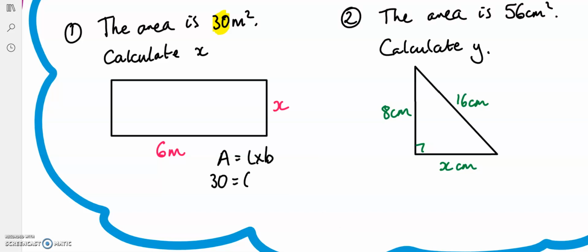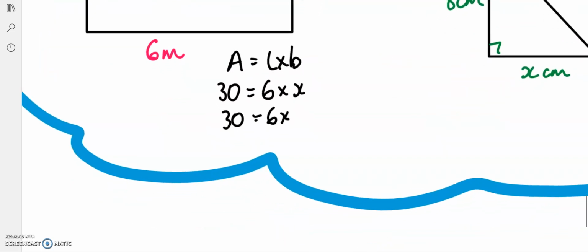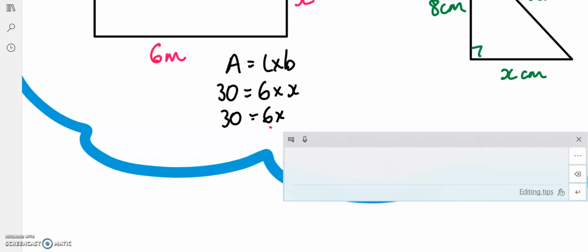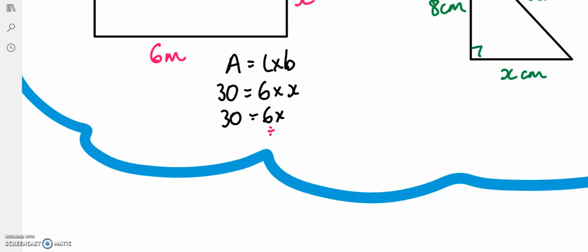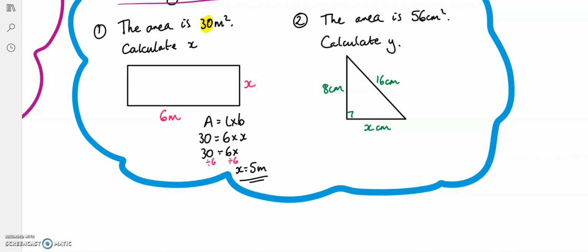30 is equal to 6 times x, which is 6x. In order to solve this, we can just simply divide both sides by 6. If we divide both sides by 6, we'll get an answer of x equals 5. And that's 5 metres. That is the length of the side that would make that area 30.